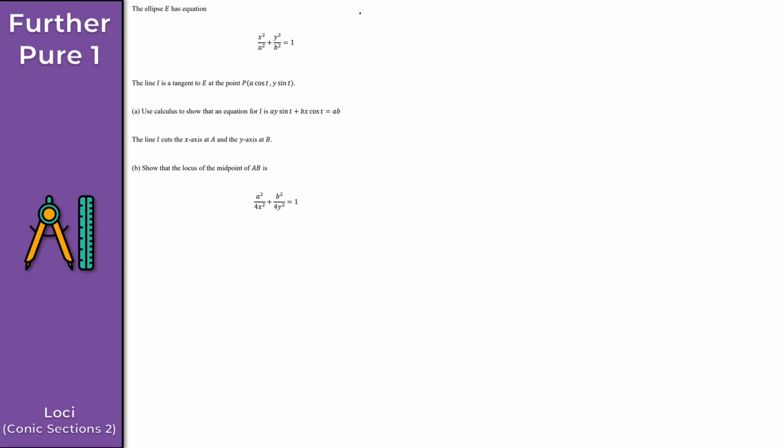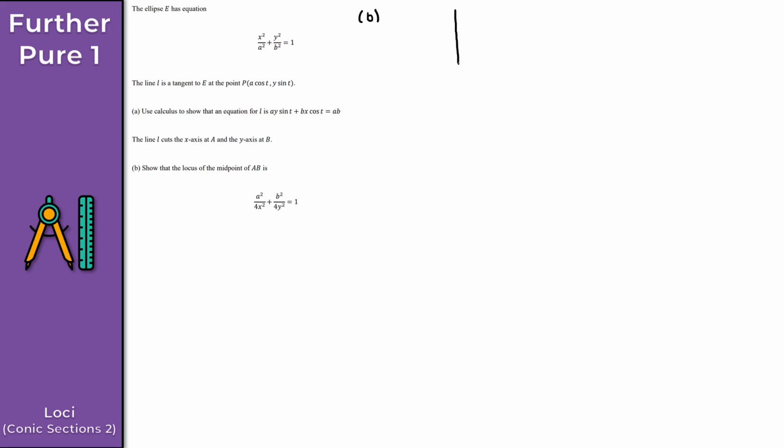So for part B then, it says, the line L cuts the x-axis at A and the y-axis at B. We want to show that the locus of the midpoint of AB is given by this result here. So where do we begin here? Well, the first thing that I do here then is just quickly draw a diagram. It doesn't have to be perfect, but just so we can visualize the problem at hand.